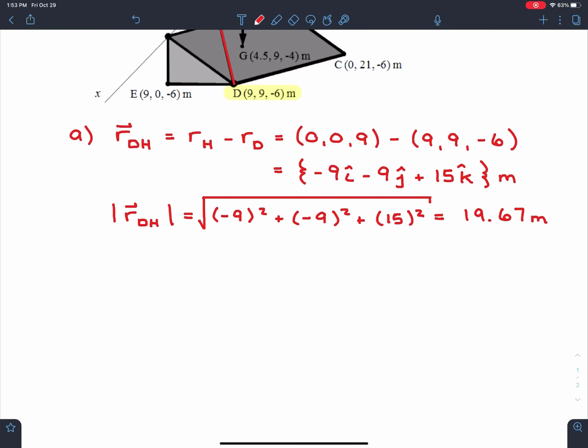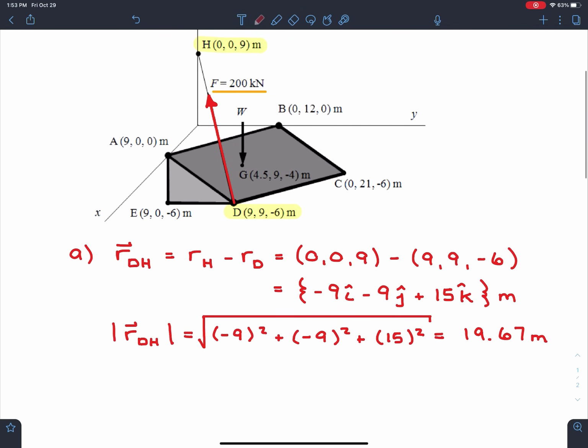Now, Clayton, what does this physically represent? Well, it means that the distance between these 2 points, that physical distance, this right here, is 19.67 meters. That's what the magnitude of a position vector represents.